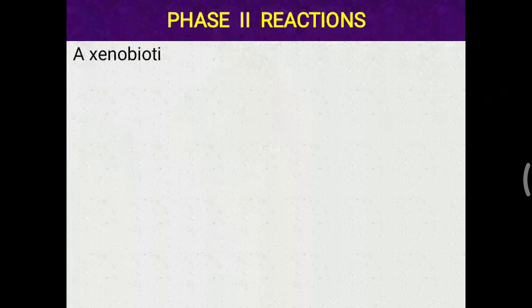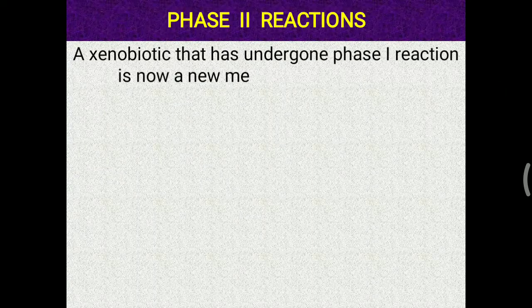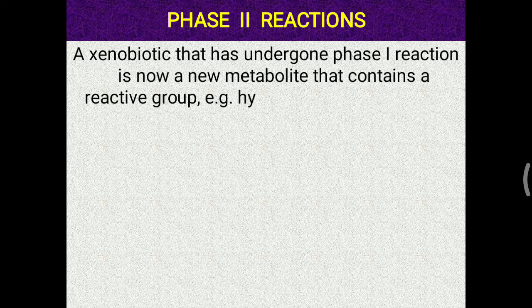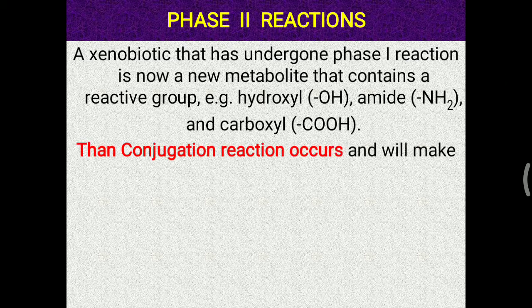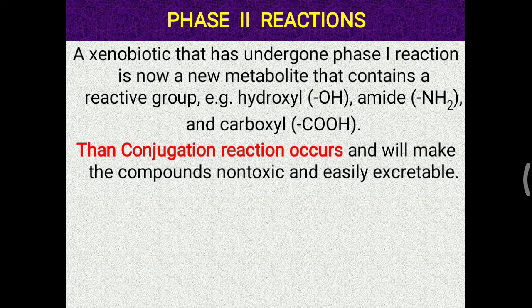Further, in this phase 2 reaction, a xenobiotic that has undergone phase 1 reaction is now a new metabolite containing a reactive group. It may be a hydroxyl group, amide group or carboxylic group. Over that, the conjugation reaction will occur and make the compound non-toxic and easily excretable.